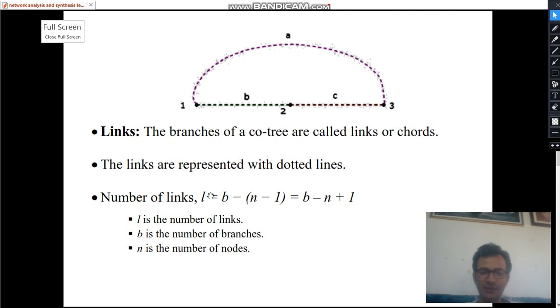Number of links L. L is what? L equals B minus, B is total number of branches, and n minus 1 are twigs. N is number of nodes, so n minus 1 are twigs. So total number of branches minus twigs, this is number of links. B minus n plus 1, number of links. L is the number of links, B is the number of branches, and n is the number of nodes.